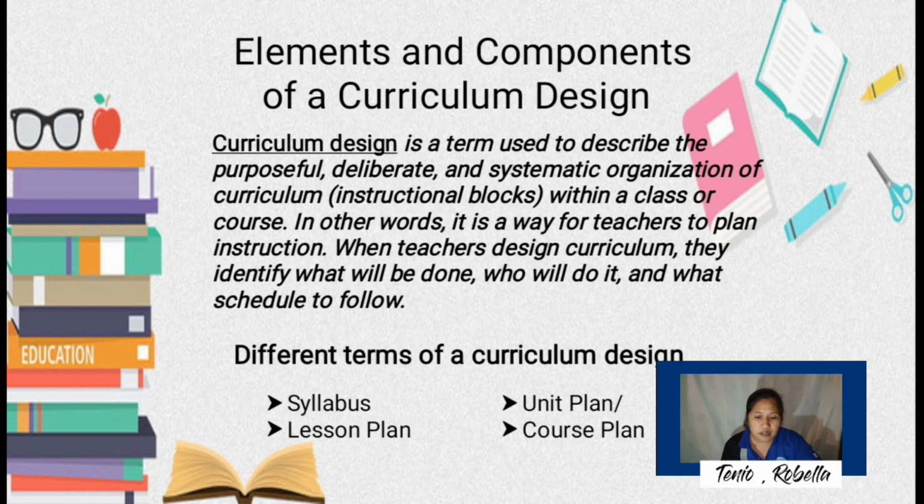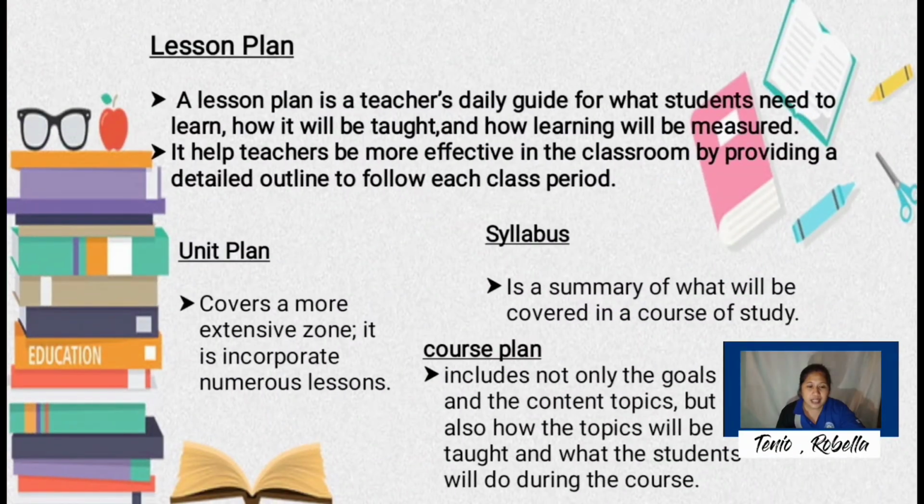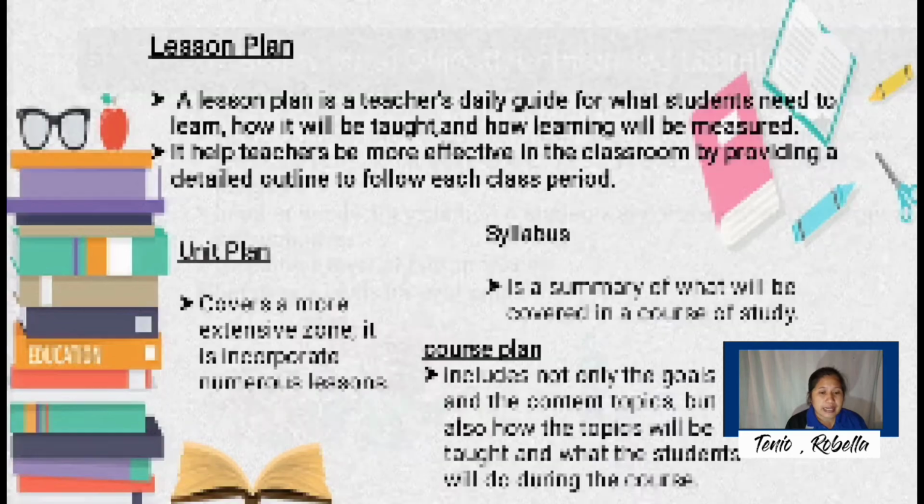So there are different terms of a curriculum design. So namely, syllabus, lesson plan, unit plan, and course plan. In my discussion, I will focus on what is lesson plan and its component. So what is a lesson plan? A lesson plan is a teacher's guide for what students need to learn, how it will be taught, and how learning will be measured. It helps the teachers more effective in the classroom by providing a detailed outline to follow each class period. There are 11 components of a lesson plan.